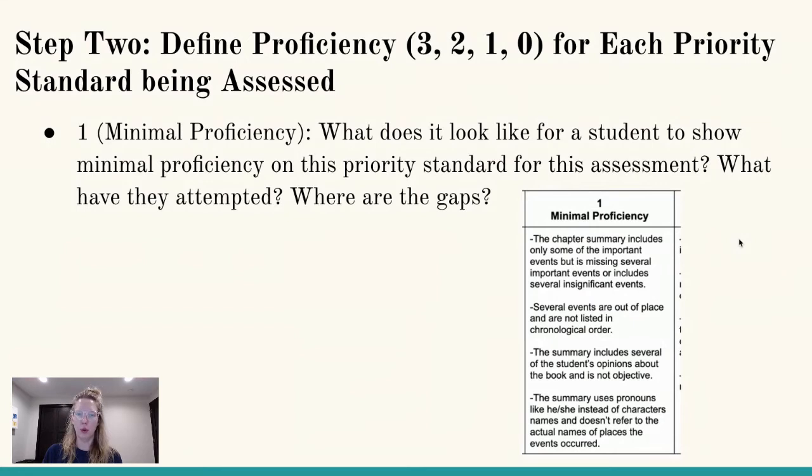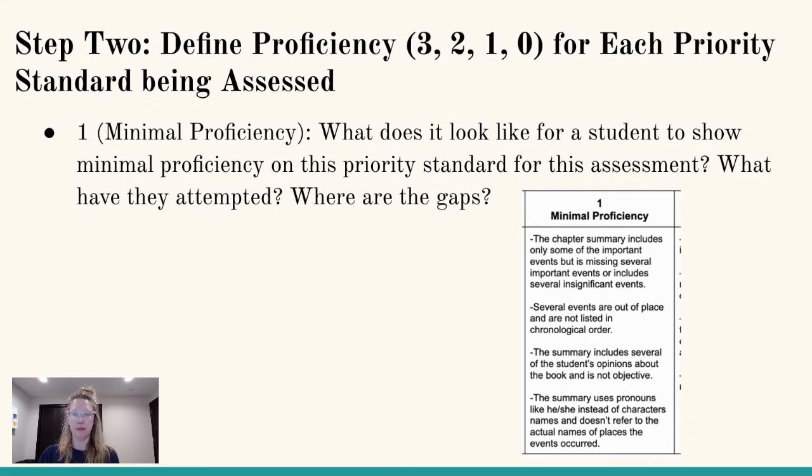So next is the 1. This is where you want to think about how that student is showing minimal proficiency. What have they attempted to do? That word attempted is very important, because I think when students are receiving a 1, they minimally got the concept, but they did attempt to do something. And where are those big gaps?